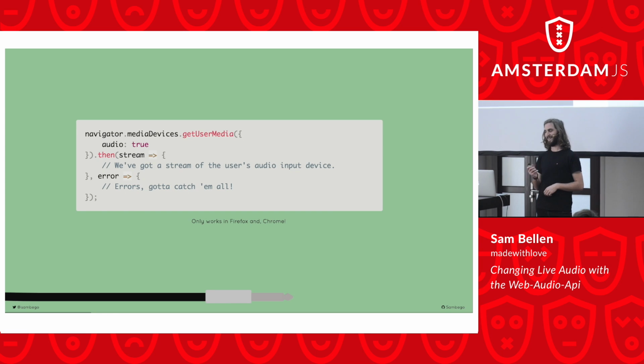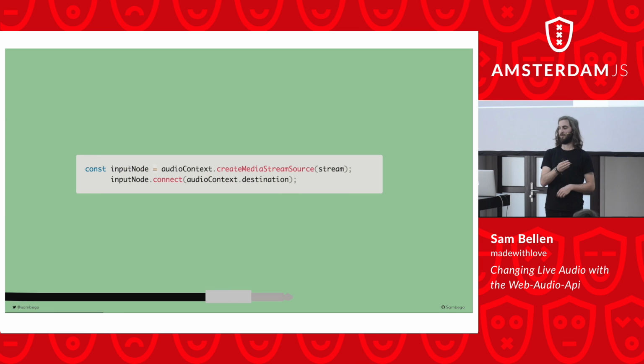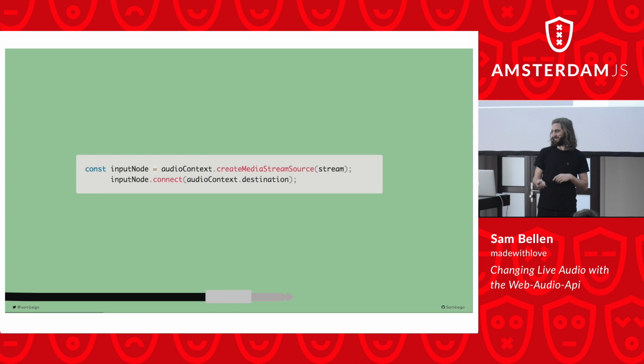This returns a stream, and with this stream we can start working with the Web Audio API. We use it to create a media stream source node, which is basically an audio node that takes that stream, converts it into something the audio API knows, and lets you work with it. Then we connect our input node to the audio context destination, and that's it. That's all you need to do to get your guitar sound through the speakers of your laptop, and that should work fine. I'm going to demo stuff later.